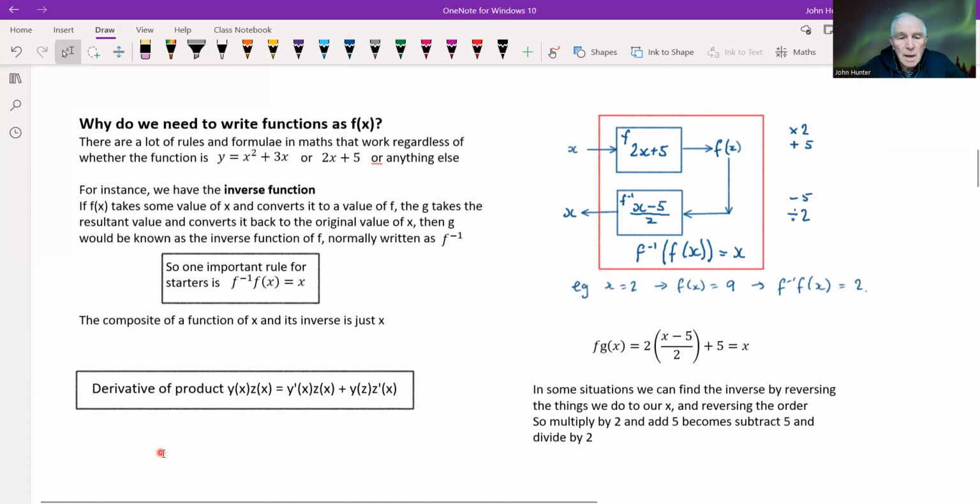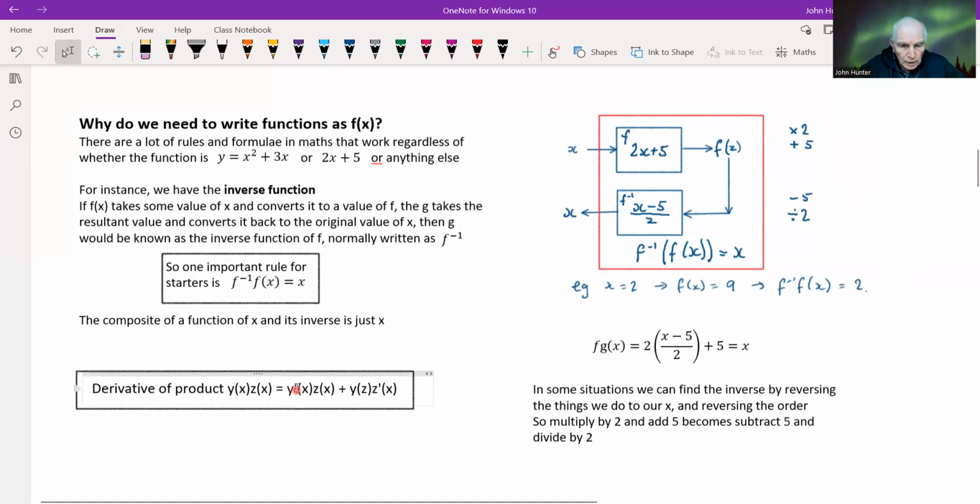Now, you may or may not have done some calculus. If you have, then here is a useful rule: the derivative of a product, I've gone back to using y and z here, the product of two functions, y and z, is equal to the derivative of y.